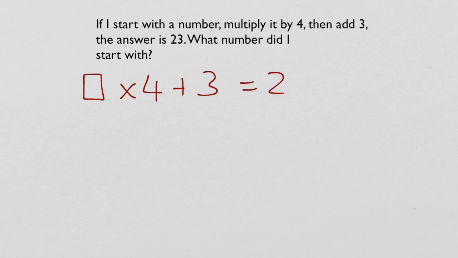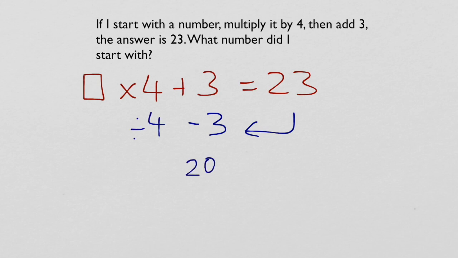So I'm going to write that down. 23 take away 3 equals 20. And then finally, you have to do the opposite of multiply by 4, which is divide by 4. So 20 divided by 4 equals 5. And that's your answer.